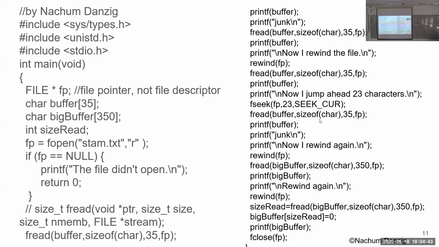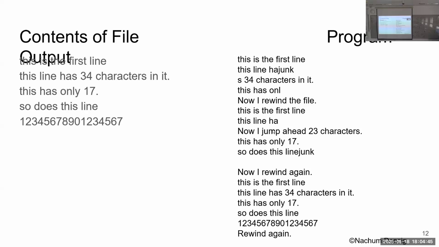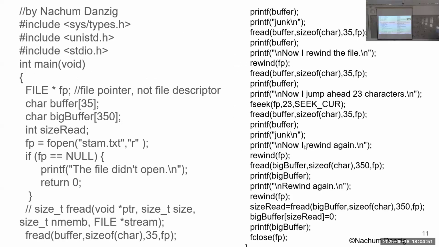And then I read again 35 characters, and now I jump ahead 23 characters. This line has only 17, so does this line jump, because after I printed the buffer, I printed jump.